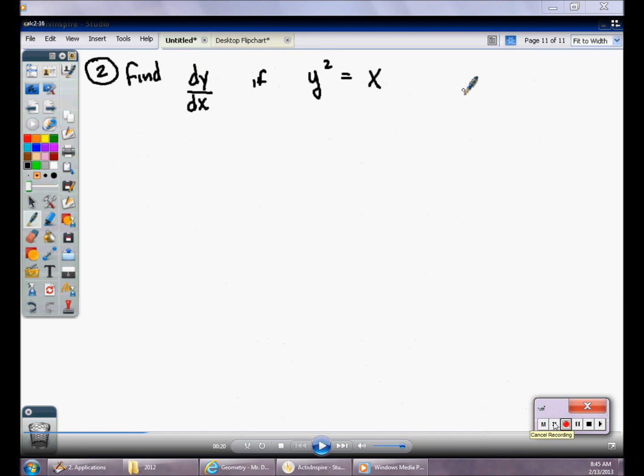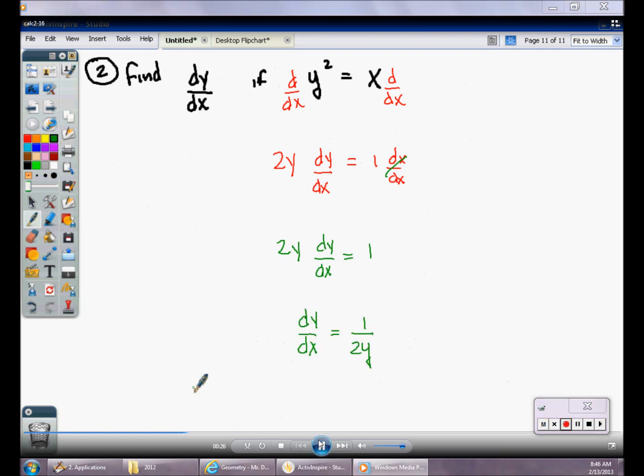Example 2. Find the derivative dy dx if y squared equals x. I'm going to take the derivative of each item, d over dx. The derivative of y squared is 2y dy dx, because I took the derivative of a y variable with respect to x. And on the right side, the derivative of x is 1, and I took the derivative of x with respect to x, dx over dx. Dx over dx cancels out. Divide both sides by 2y, and I have the derivative dy over dx is 1 over 2y.